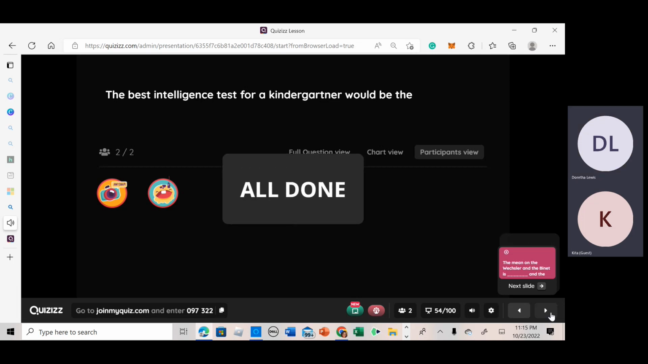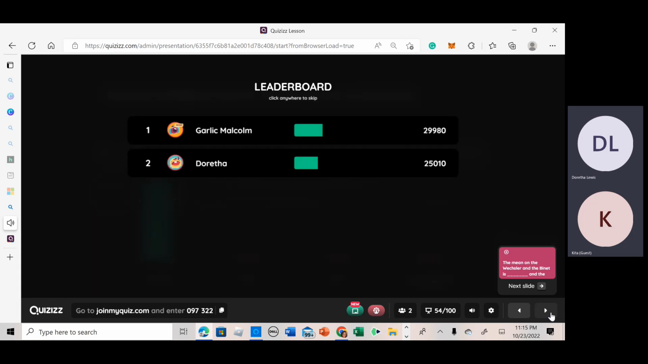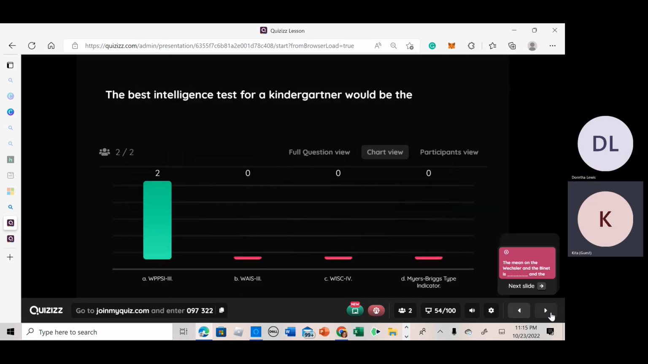The best intelligence test for kindergarten would be the WPPSI-3. Since the child most likely would be between 2 years of age and 7 years and 7 months, this would be the only possible choice.